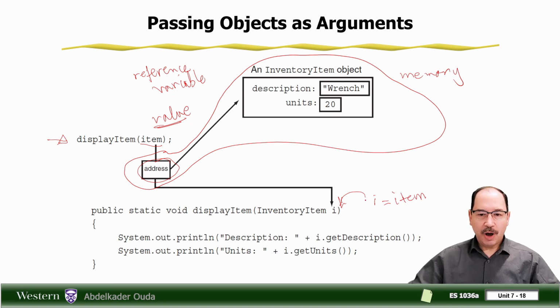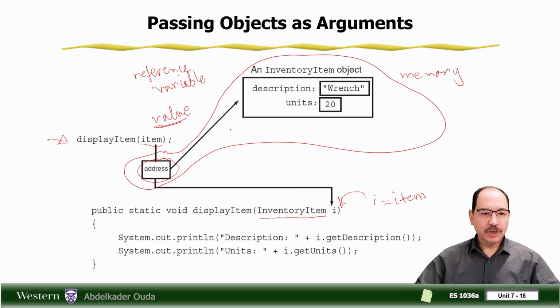That means now I holds the value of item, which is the address of the object item. Note that here we defined I as InventoryItem, and it should be of this type because item is of type InventoryItem. Then in this method, since I know the address of the object, I can access its description and its units through getDescription and getUnits.